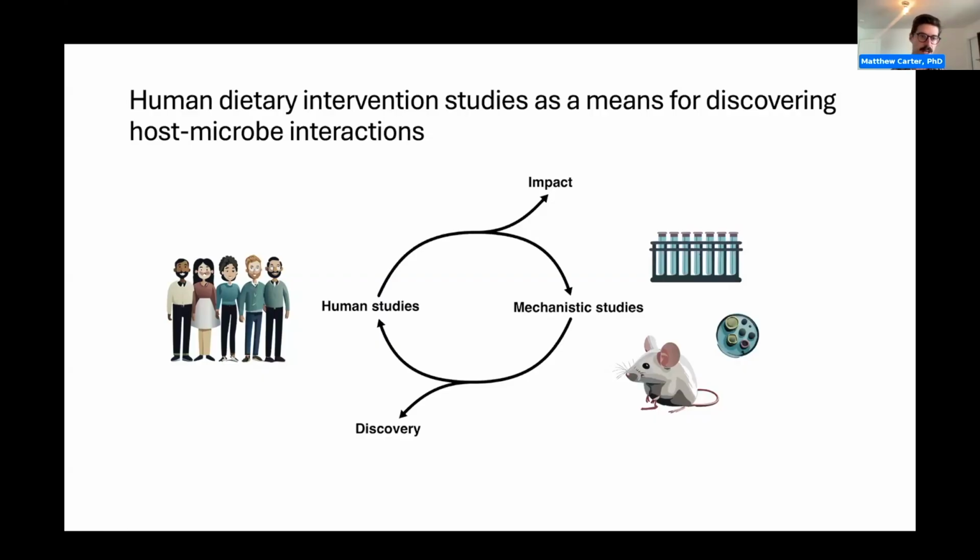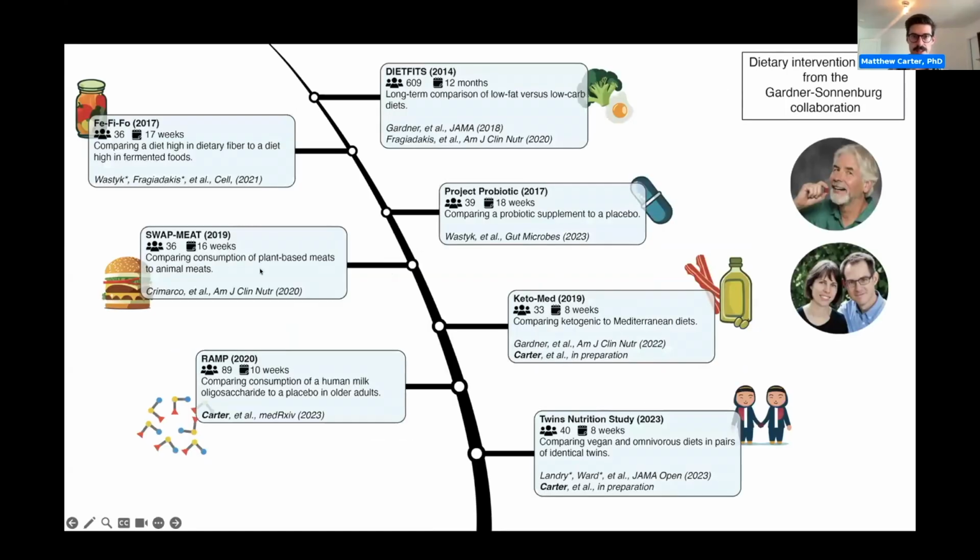So the model that we were very interested in was starting with human studies, and any insights that we gain from these will hopefully be more informative when we go into these more mechanistic studies. To do these human studies, Justin's lab has had a very long-running collaboration with Professor Christopher Gardner in the Department of Nutrition at Stanford. Over 10 years now, I've been very fortunate to be involved in a couple of these studies. Maybe some of you in the audience have encountered some of them.